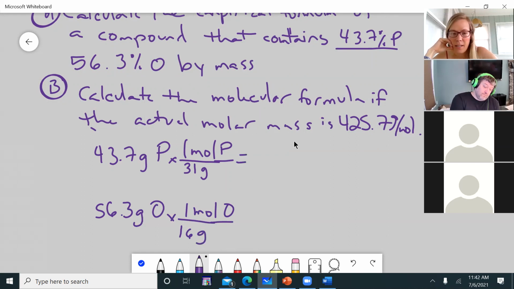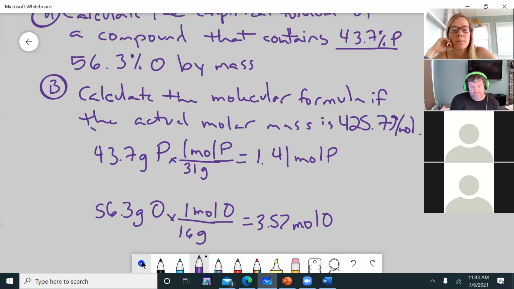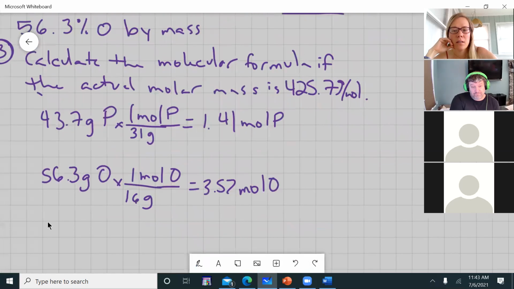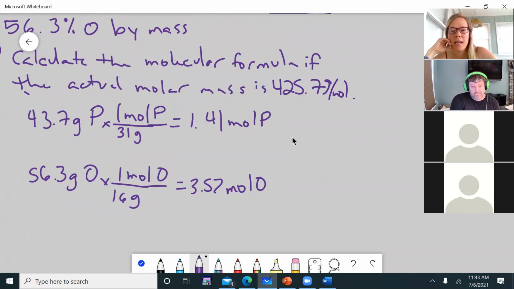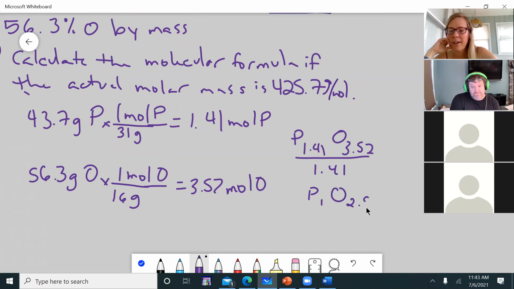And so we end up getting 1.41 moles of phosphorus and roughly 3.52 moles of oxygen. Let's put that into a pseudo formula: phosphorus has 1.41, oxygen has 3.52. Divide those by the smallest, so we'll divide by that 1.41. Phosphorus gets a value of 1, oxygen gets a value of 2.5.